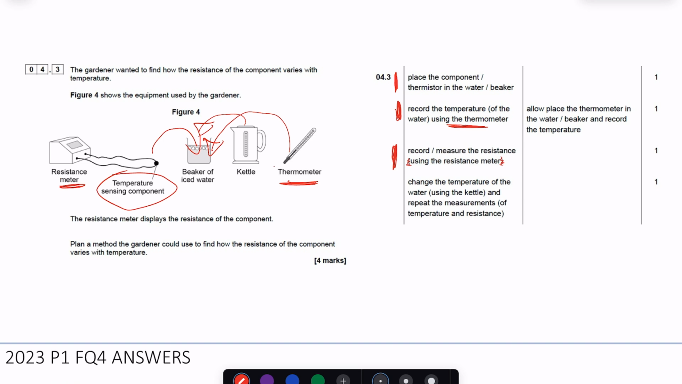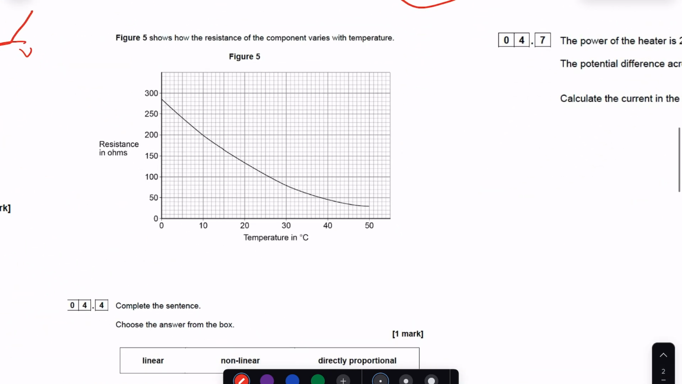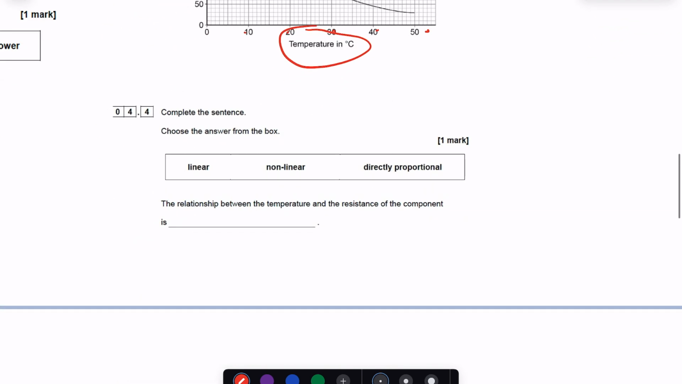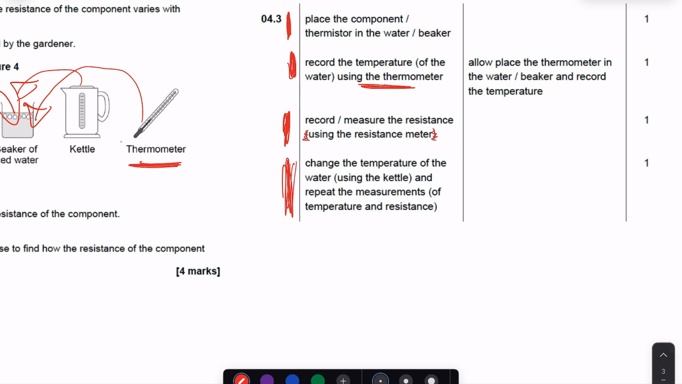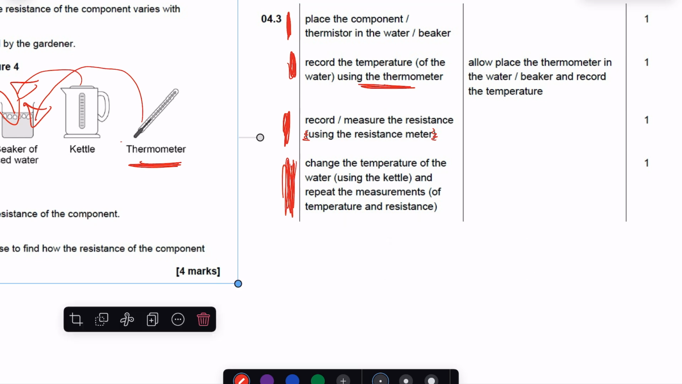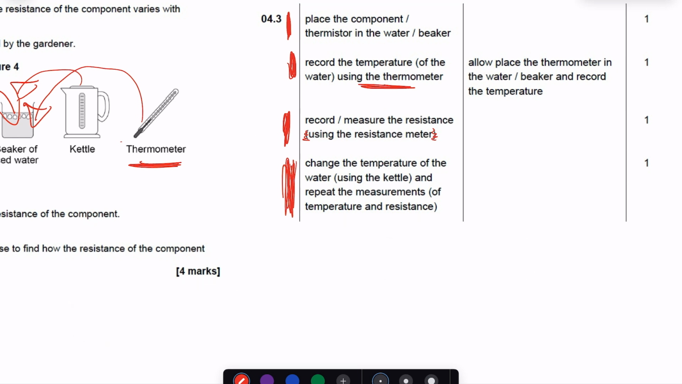So that's 3 marks so far, and all you've got to do at the end is say what am I going to do next? To get the graph that looks like this, where I've got resistance and temperature, I've got to change the temperature, going 10, 20, 30, 40, 50, in order to see how the resistance changes. So my last mark is change the temperature of the water using a kettle and repeat the measurements. You don't even have to have the brackets bits here. So you can just say change the temperature of the water and repeat the measurements. Okay, so there's 4 marks there.